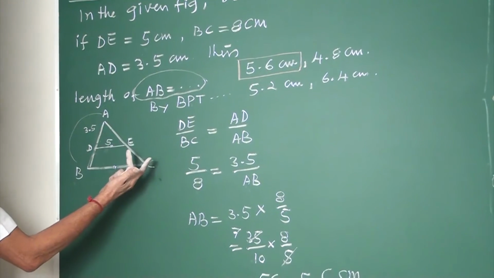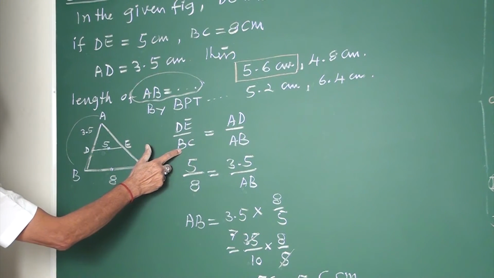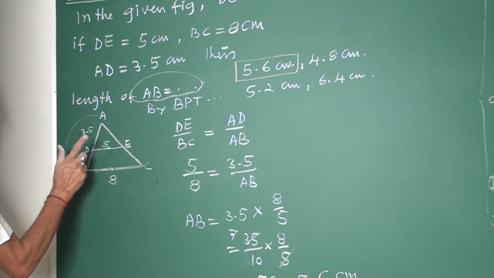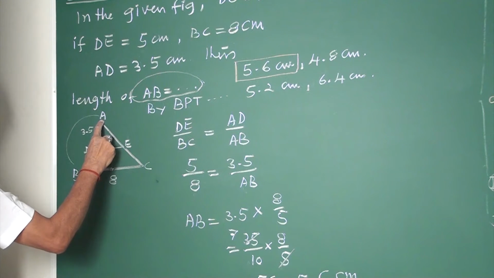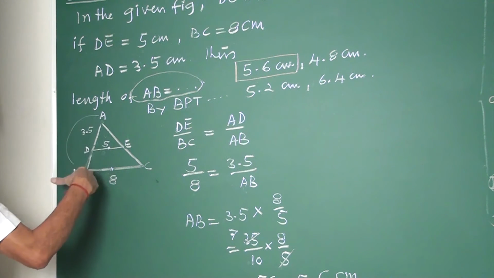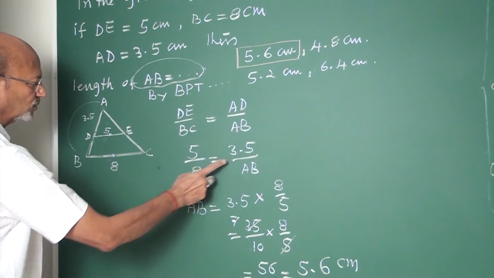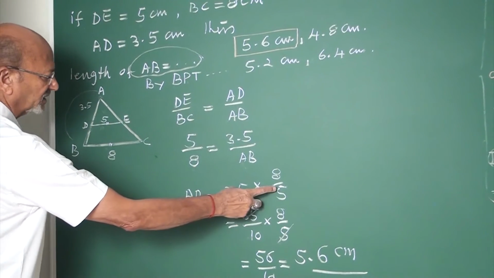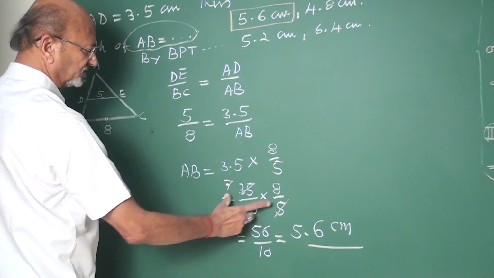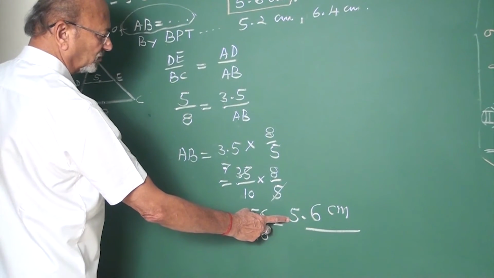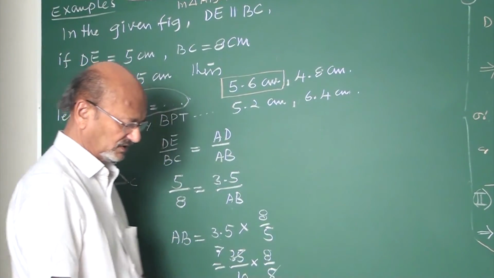Yes. Write it. What are the given things? DE upon BC. These are the given things. Another is what? AD. You have to write AD only. Why? DE connected with this, then AD upon AB, connected with the triangle ABC. Down is AB. Substitute the known values. Unknown thing AB equal to 3.5, take that side reciprocal. Decimal into fraction. Simplification. 56 upon 10. Convert into decimal, which is 5.6 centimeters. That will be your first option, my friends. First option.